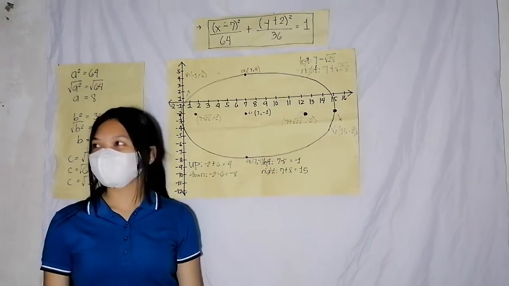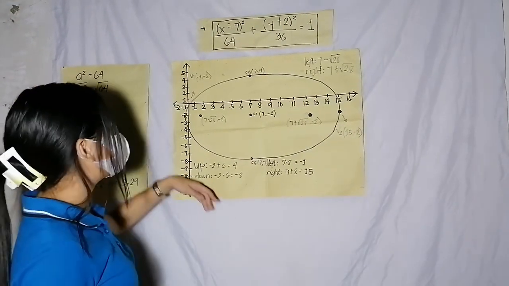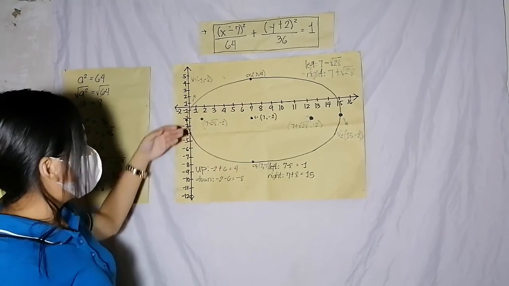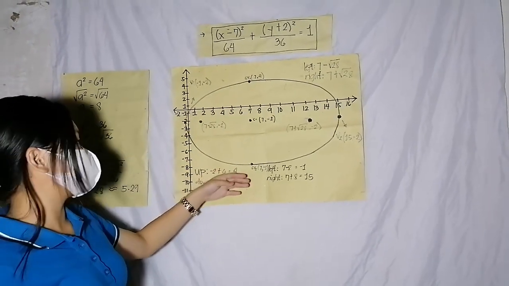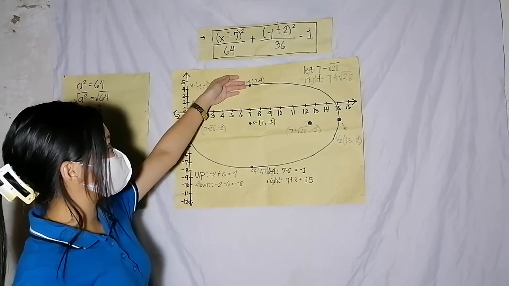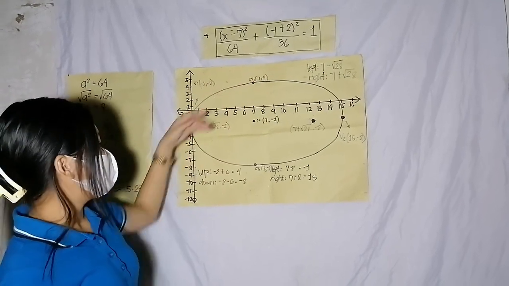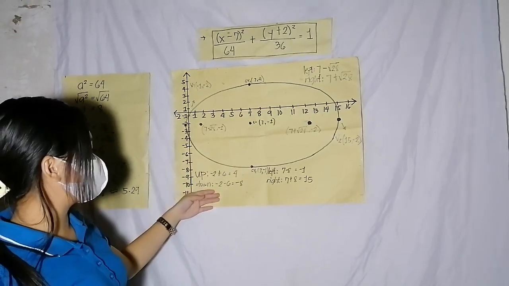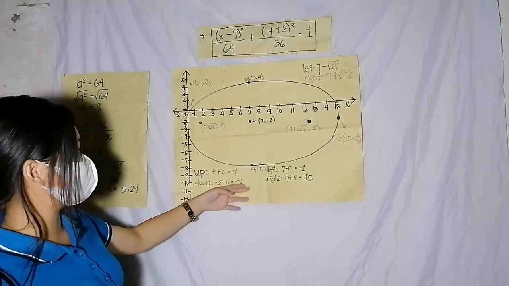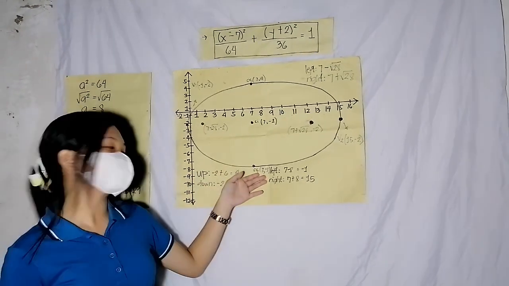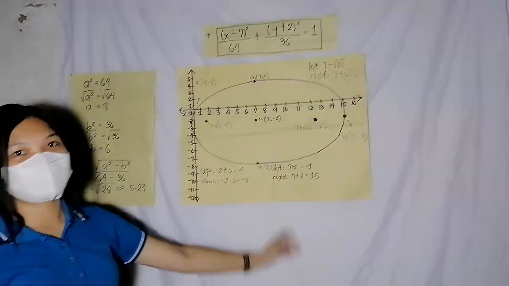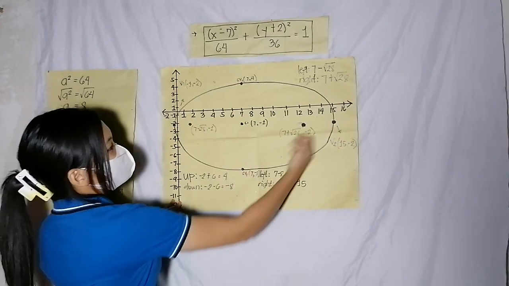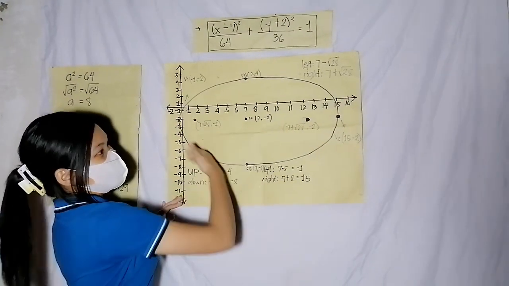Now for the co-vertices, let us move 6 units down. So we have here negative 2 minus 6 equals negative 8. So we have here our co-vertex 2, which is (7, -8). After locating all these points, you can now finally connect them and make this ellipse.